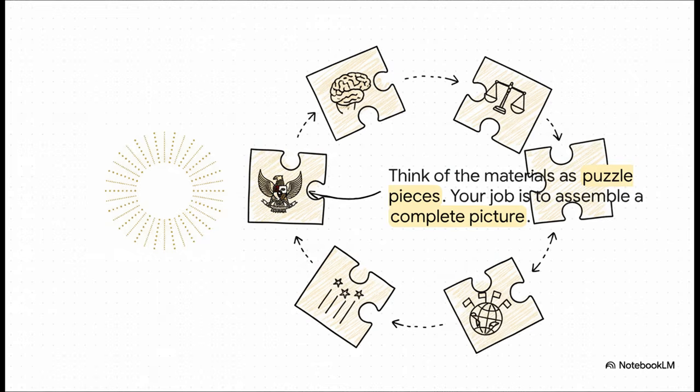Honestly, this is the perfect way to think about it. Imagine every topic we've covered is one piece of a giant puzzle. Your job isn't to describe each piece one by one. No, your job is to figure out how they snap together. How does thinking logically and ethically connect to being a citizen grounded in Panchasila? And how does that shape your role on the world stage? You're the one building the final picture.